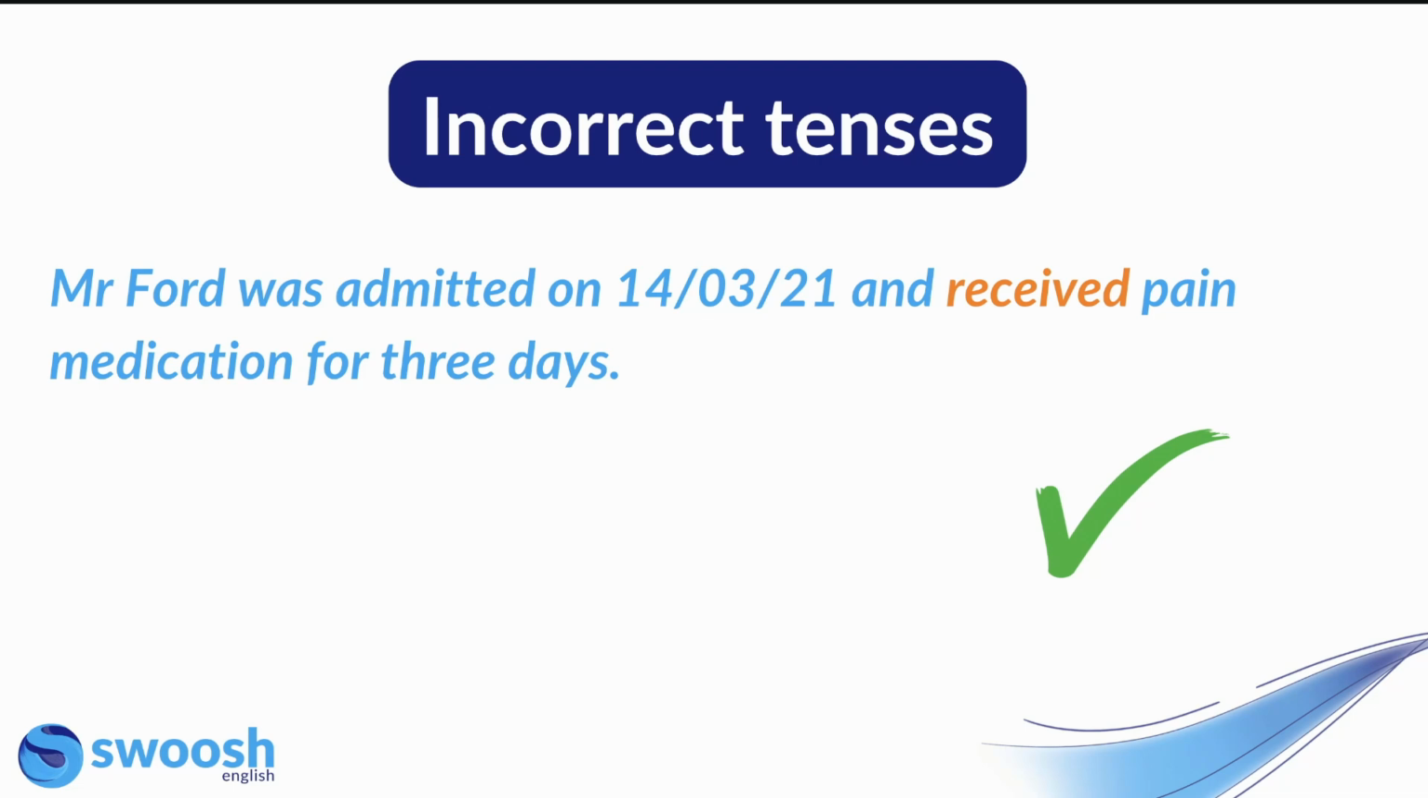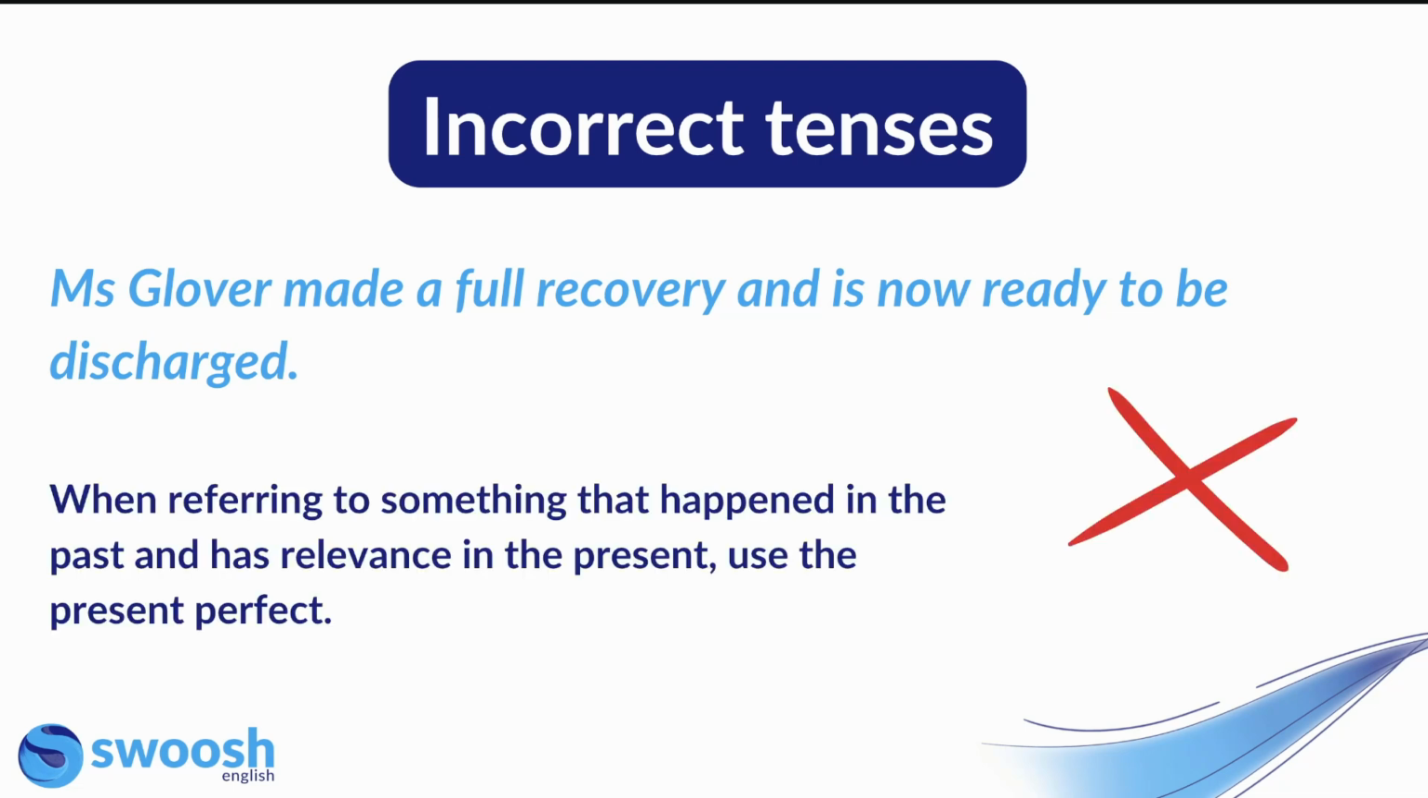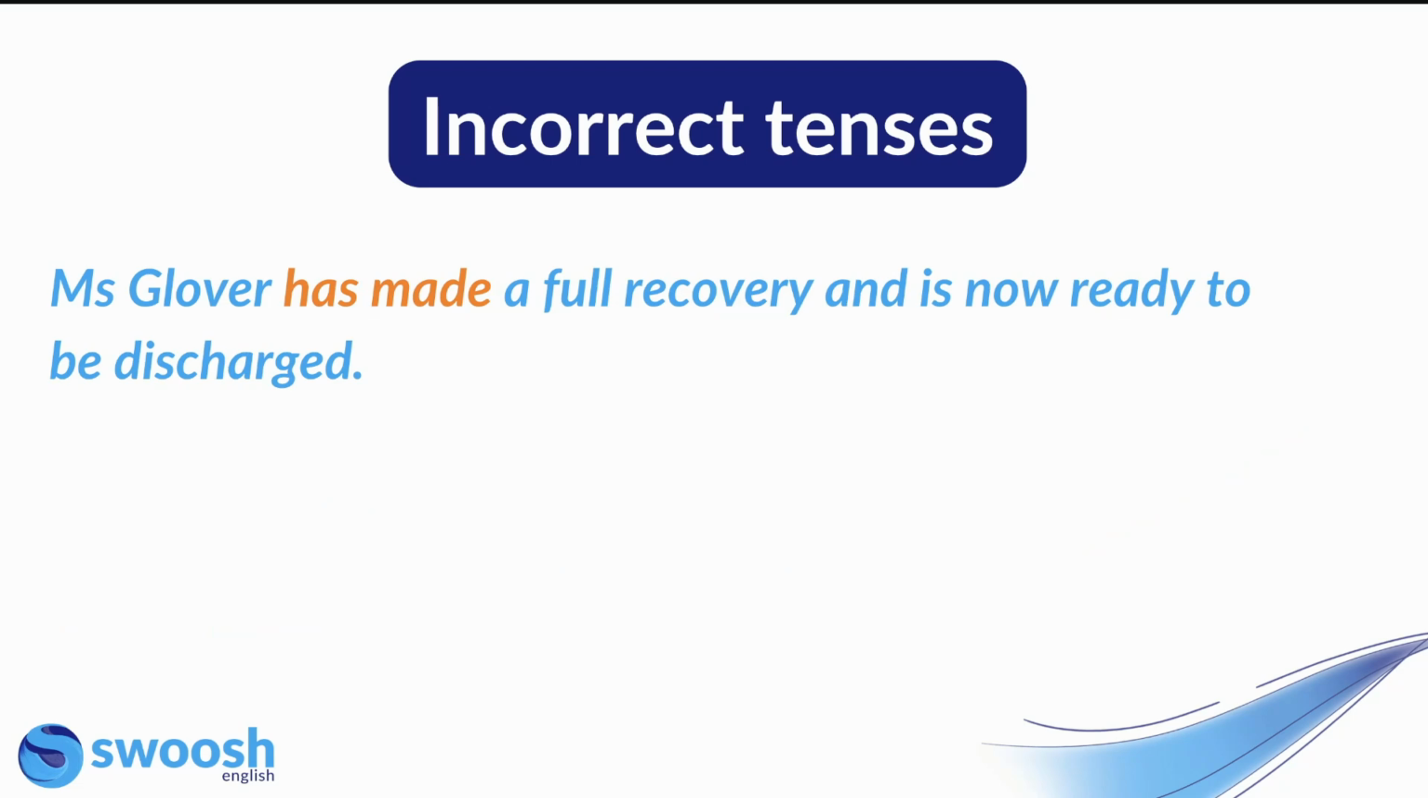It's a completed event. This example here, Miss Glover made a full recovery and is now ready to be discharged. This isn't quite correct. Now, when we are referring to something that happened in the past and has relevance in the present, we need to use the present perfect. So this patient has made a full recovery. It's something that started in the past but has relevance to the present moment. She's now ready to be discharged. So the correct sentence would be, Miss Glover has made a full recovery and is now ready to be discharged.